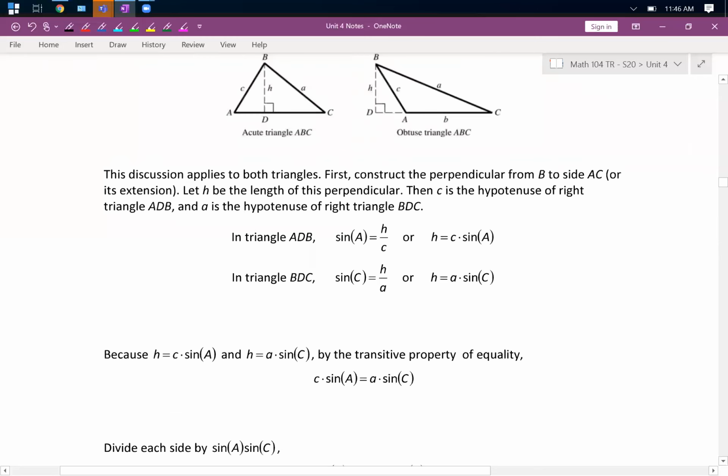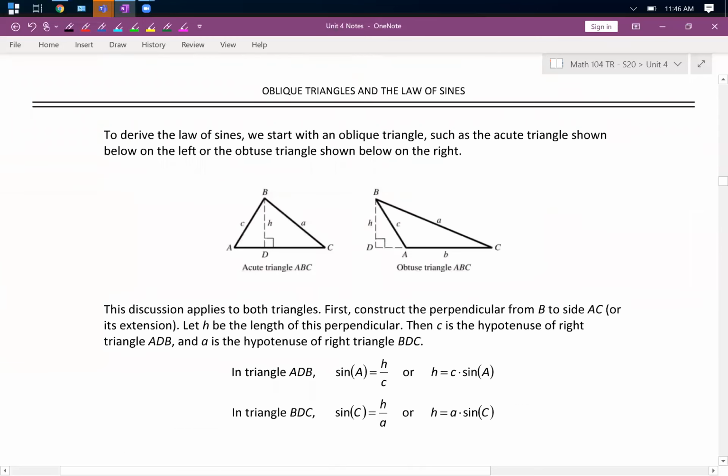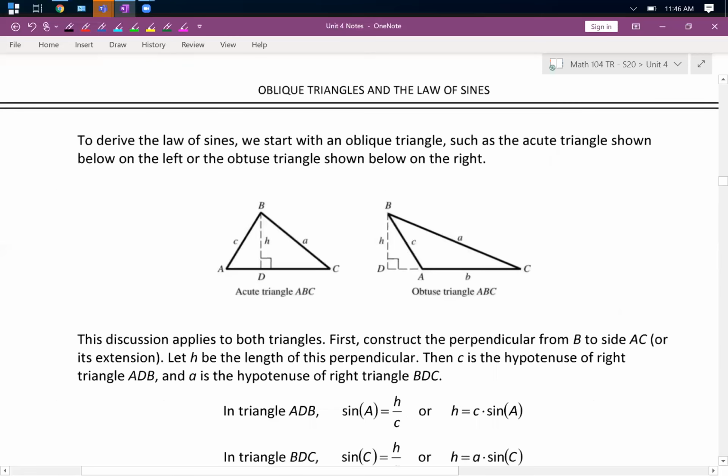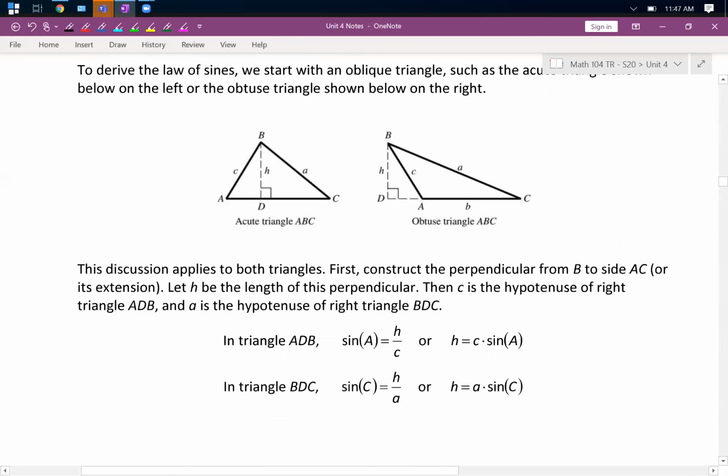All right, so I'm going to start by deriving the law of sines so we really understand where it's coming from. I'm going to start with an oblique triangle, such as the acute triangle shown below on the left, or we could have the obtuse triangle shown on the right. So it could be either one of these. This discussion applies to both triangles. I'm going to start by constructing a perpendicular from B, our angle B there, to side AC. Or in the case where I have this obtuse triangle, I had to extend side AB because I'm trying to make a right angle here.